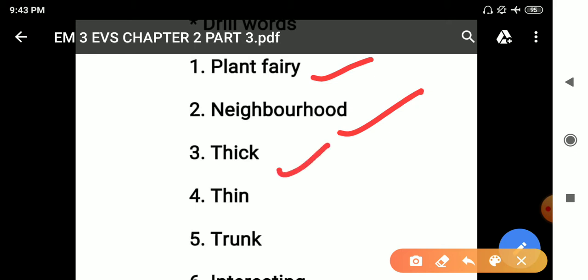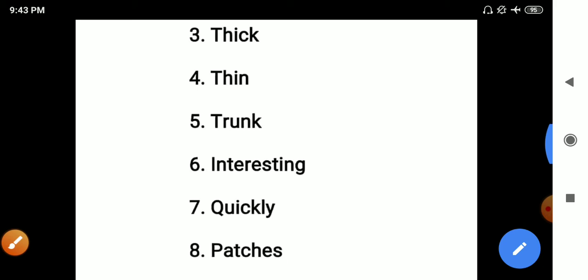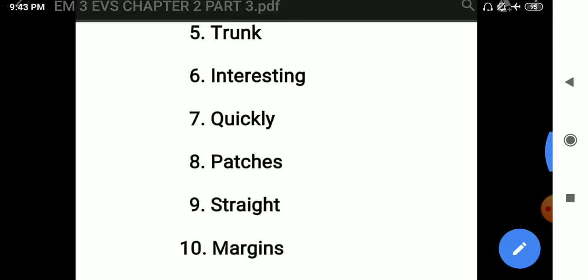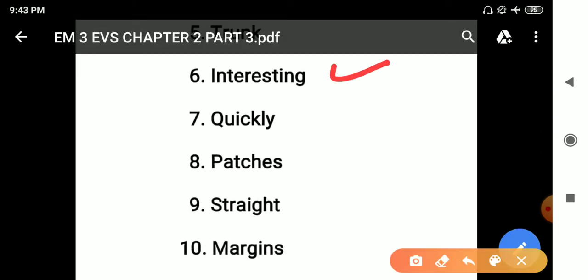Thick means very wide; we can say it in Hindi, mota. Thin means patla. Trunk is a part of a tree. Then there is interesting, which means if you really like something, it becomes interesting for you. Quickly means fast. Patches means the shapes we saw in the leaves, like this.